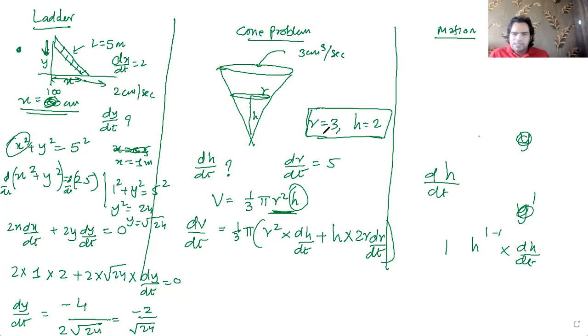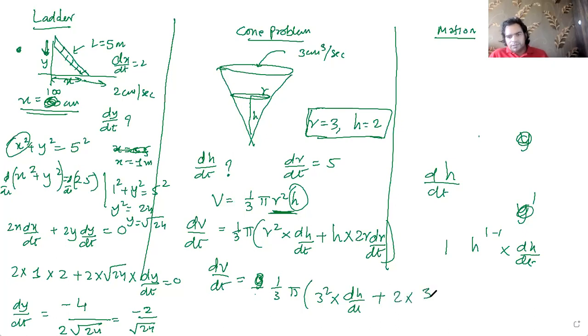And now let's say when I take r as 3, dV by dt is 1/3 pi. Radius, if I take as 3 squared times dh by dt, we don't know, so you keep dh by dt as it is, plus height, we know is 2, times radius, we know is 3, times dr by dt, which again we know is 5. And also we know dV by dt, which is, let's say, 3. So you can find out at what rate h is changing basically. So you can just make dh by dt the subject. I mean, you can solve for dh by dt because you know everything otherwise.